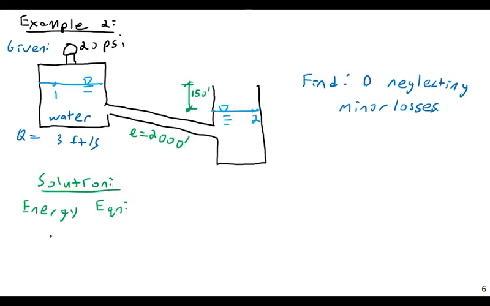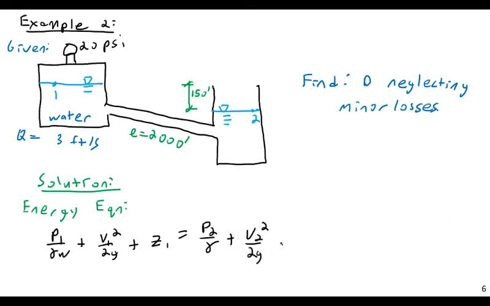And this is going to be P1 over gamma water plus V1 squared divided by 2g plus Z1 is equal to P2 over gamma plus V2 squared divided by 2g plus Z2 plus f L V squared divided by 2gD. So let's start canceling some things out.